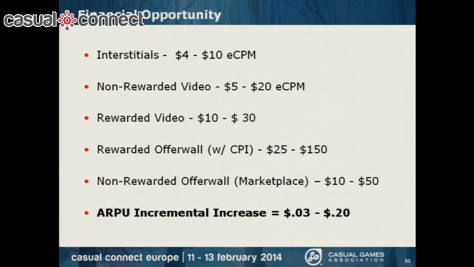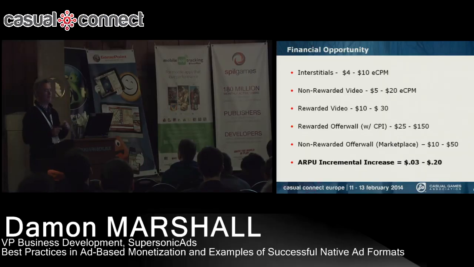The offer walls are huge, especially if you allow installs, definitely on Android, and there are ways to get around offering installs on iOS. But the eCPMs for these types of offer walls are anywhere from $25 on the low end all the way up to actually $150 on the high end. So there are many publishers making money through offer wall. And then there's non-rewarded offer wall. This is where you just show a couple of apps that are in context to what the user's doing. We see $10 to $50 eCPM from these.